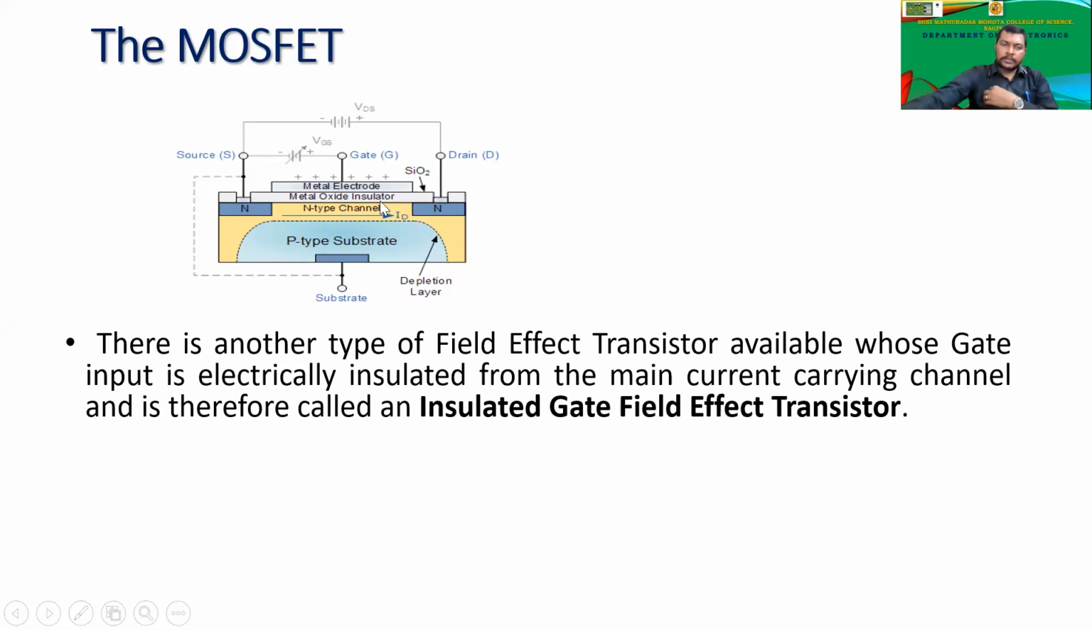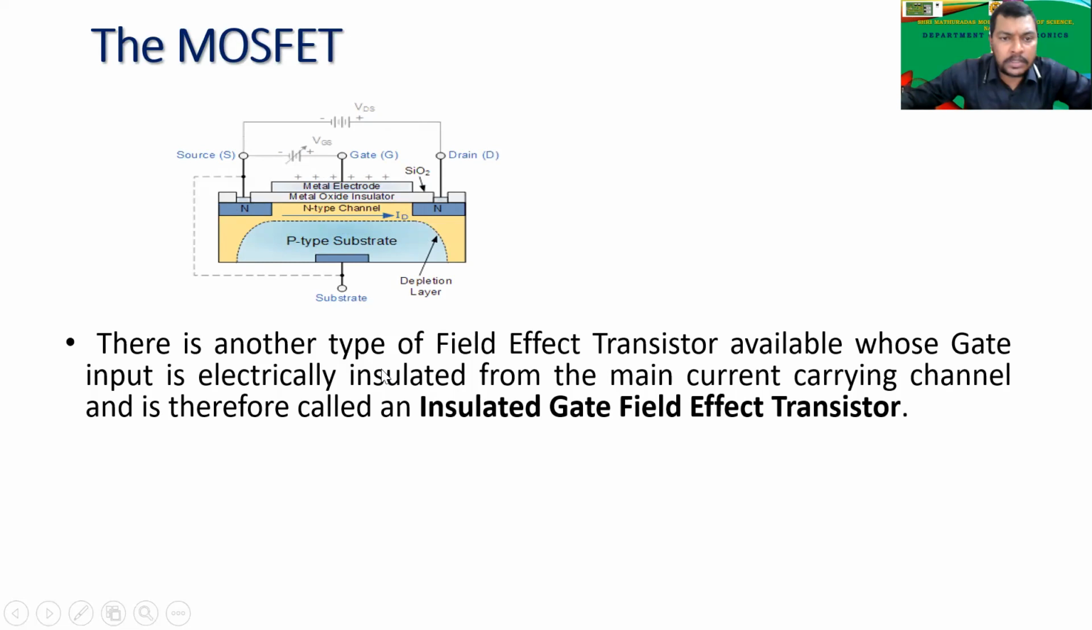Initially in the enhancement type MOSFET, there was no N channel. We had the P-type substrate, so the current was not flowing from source to drain. But here we have already made this n-type material fed in between, so the current flows smoothly when we connect drain and source. The drain is connected to the positive terminal and the source to the negative terminal, so the current will start flowing from positive to negative through this, because we have electrons over here.